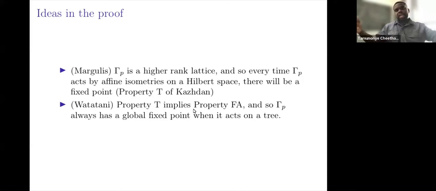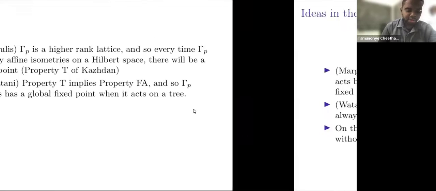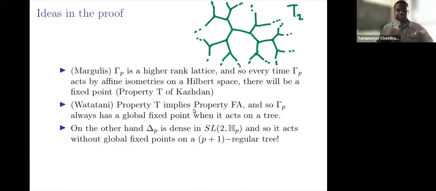And it's a theorem of Watatani that if you have this property T of Kazhdan, like if every time you're acting on a Hilbert space by affine isometries there's a fixed point, then every time you act on a tree, the group is also going to have a global fixed point. So this is property T implies property FA. And so Gamma_p has property FA, right? However, on the other hand, the group Delta_p is going to be dense in SL_2(H_p). And here we need to remember that this is a division ring, a skew field, over a local field, right? And so this dense subgroup is going to act without global fixed points on a (p+1)-regular tree. And this is in Serre's book.